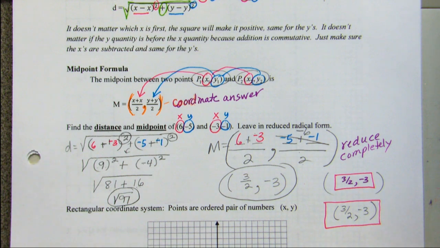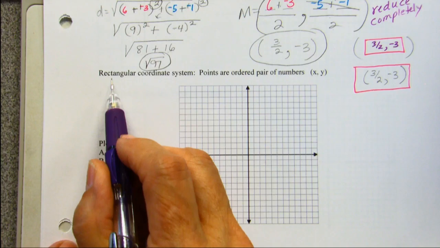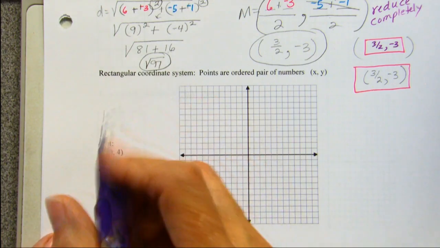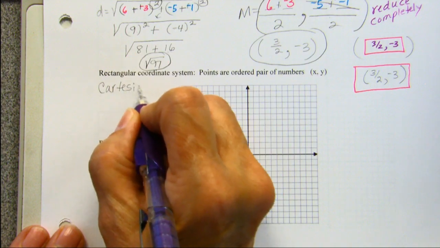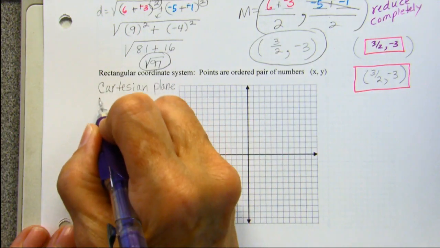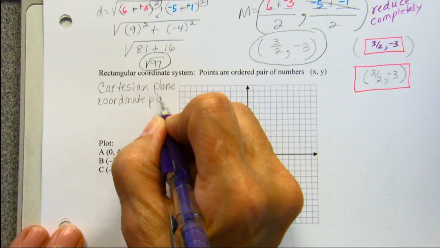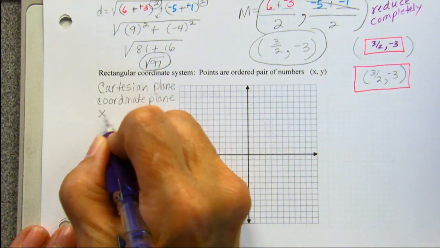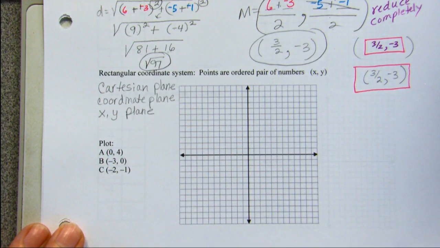Okay, a refresher on what they're calling the rectangular coordinate system. I also call it the Cartesian plane. I call it the coordinate plane. And I call it the XY plane. Whatever one of those three comes out of my mouth is what I say.